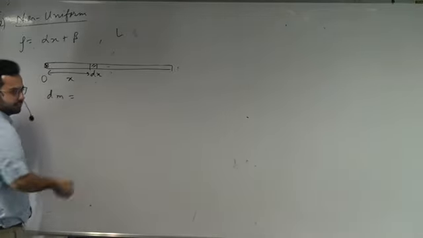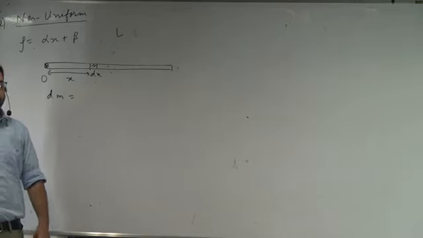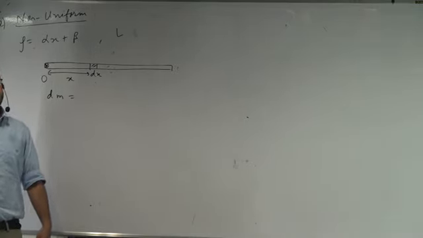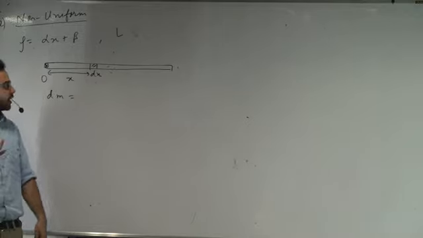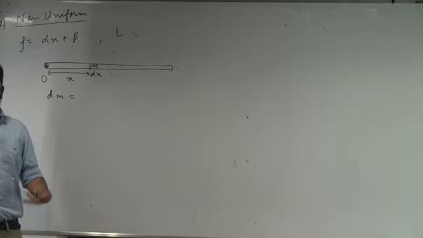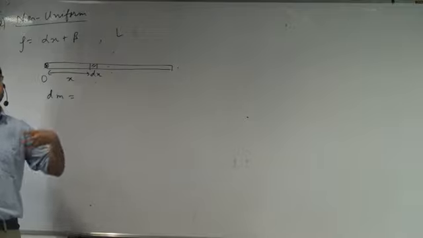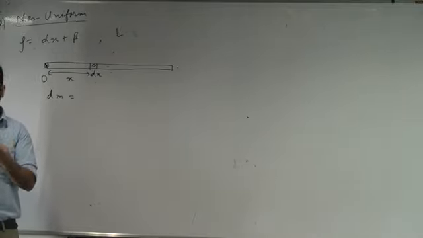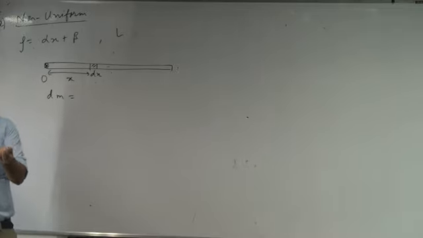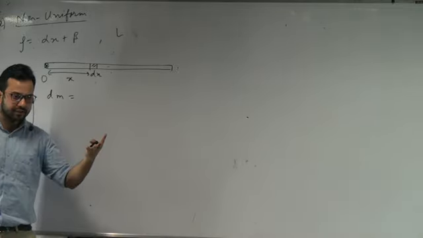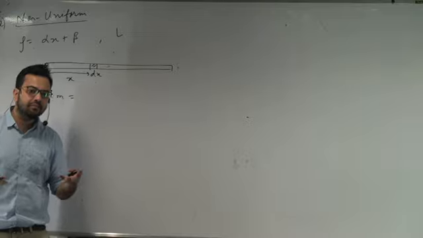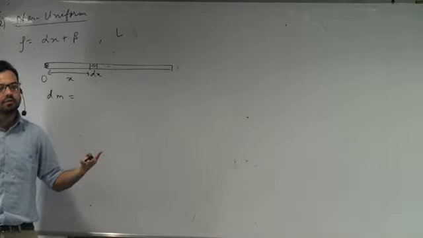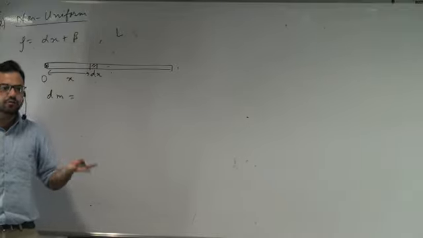We have to find out dm. What is dm? People who remember dm as m by l into dx will always make a mistake, because here there is no m. It's density into the length, basically mass per unit length into the length. That is the mass of the small element. If you have a surface, then how would you find dm? Mass per unit area into the area. If it is a volume, mass per unit volume into the volume. That's how you do it.